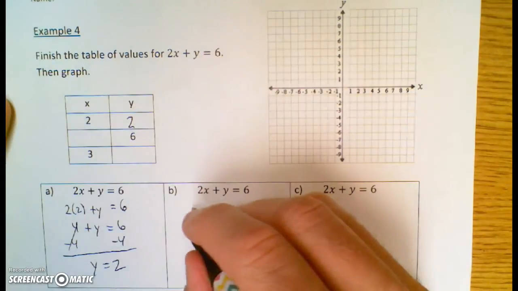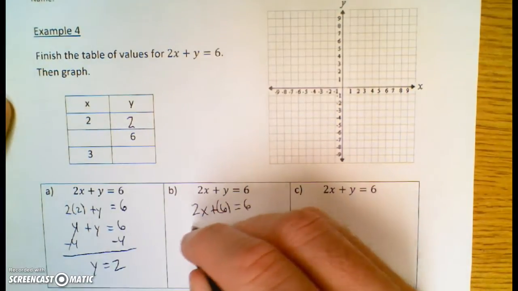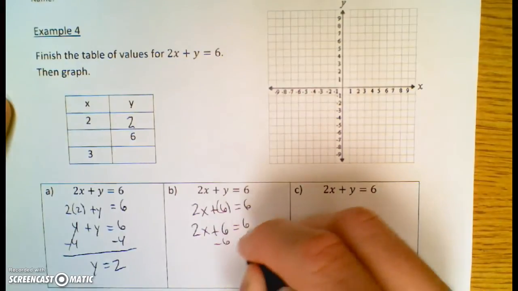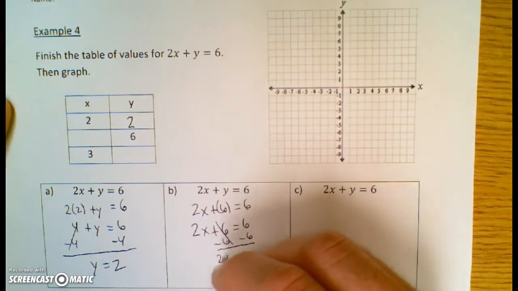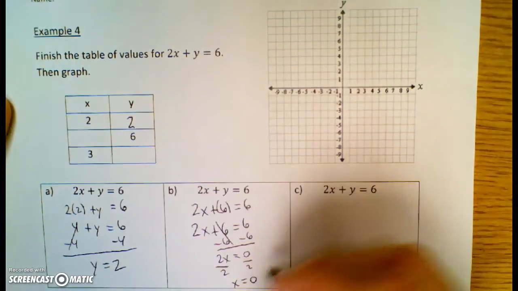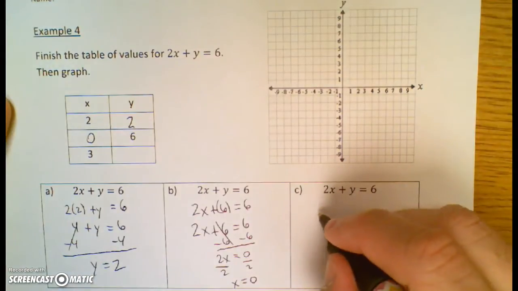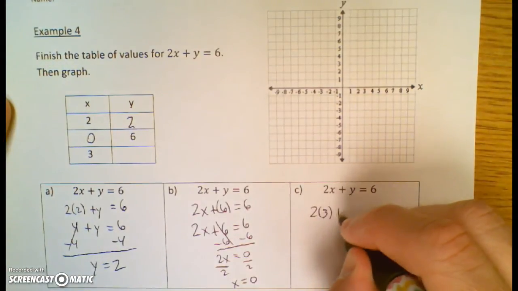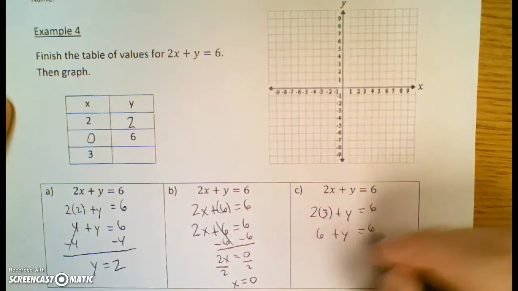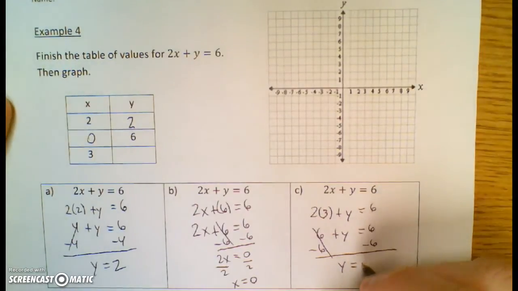This time y is 6, so 2x plus 6 equals 6. Nothing's happening with that parentheses. Subtract 6. 2x equals 0. Divide by 2. X equals 0. Next, x is 3. So 2 times 3 plus y equals 6. 6 plus y equals 6. Y equals 0.